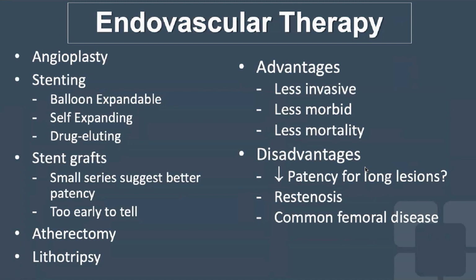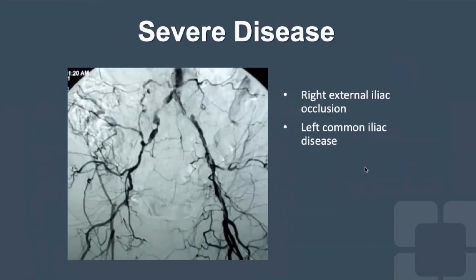Restenosis is key, and it is an issue in common femoral disease. If you have disease in the common femoral, at least at this point, I think it's better to go open surgery, as we'll talk about in a moment. For aortobifemoral bypass or an endovascular approach, I don't think you burn any bridges in these patients if they are an ideal candidate or a candidate for endovascular.